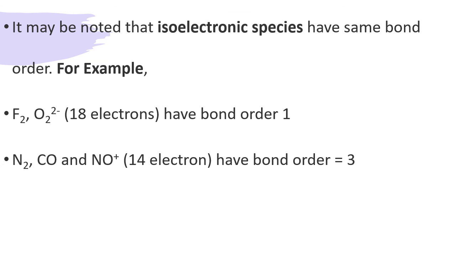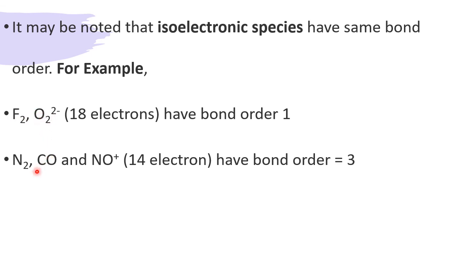Now, one small extra idea. It may be noted that isoelectronic species have the same bond order. What are isoelectronic species? Species with the same number of electrons. See here, F2 and O2 2 minus. They are isoelectronic species because they have 18 electrons. But what is the bond order? 1 only. Why 1? Earlier in O2 a double bond was there, but after gaining 2 electrons, it goes to a single bond. F2 already has a single bond, and this has gone to a single bond. That's why the bond order is 1 only.